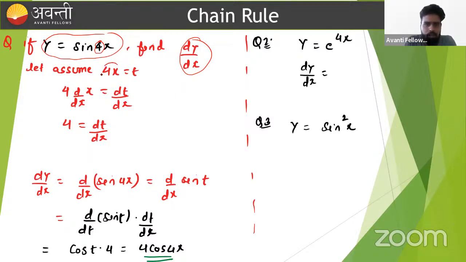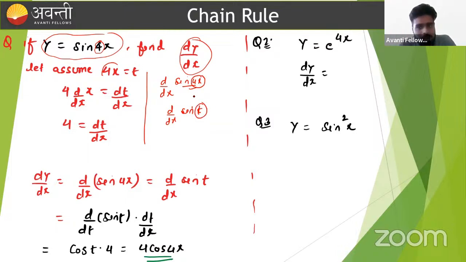So what is the first approach to solve this type of question? It is very simple: d upon dx, put the value of y, sine 4x. But what is the problem? We don't know the differentiation of sine 4x. Even though we know the differentiation of sine x, we don't know that of sine 4x. So we can assume 4x equal to t. So this becomes d upon dx of sine t. A big problem, beta. d upon dx of sine t.